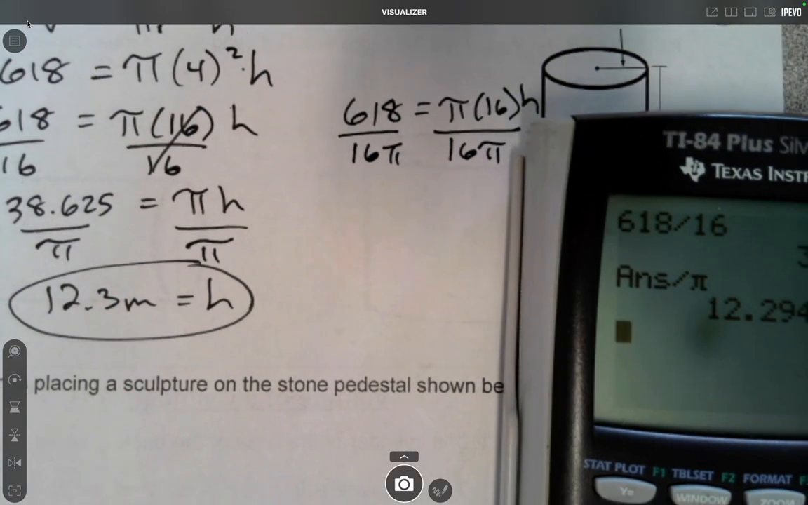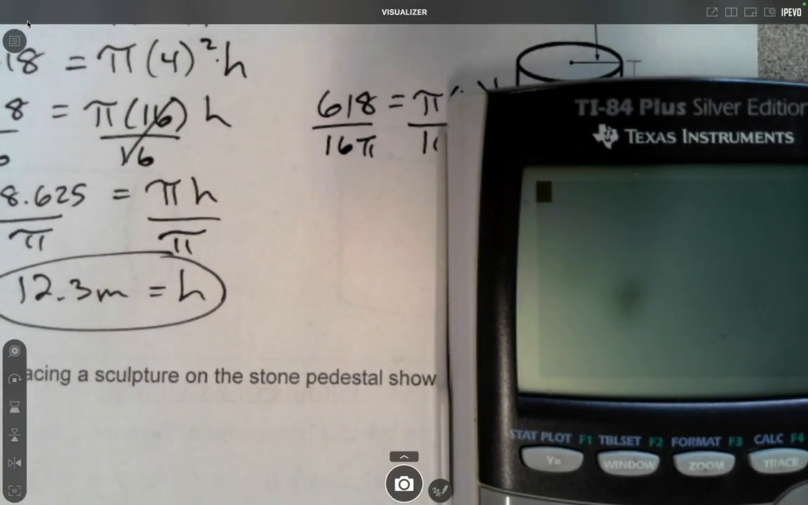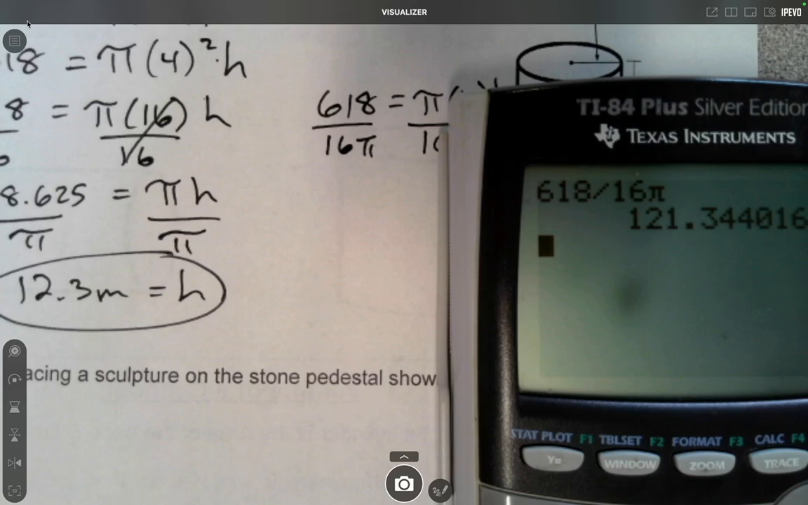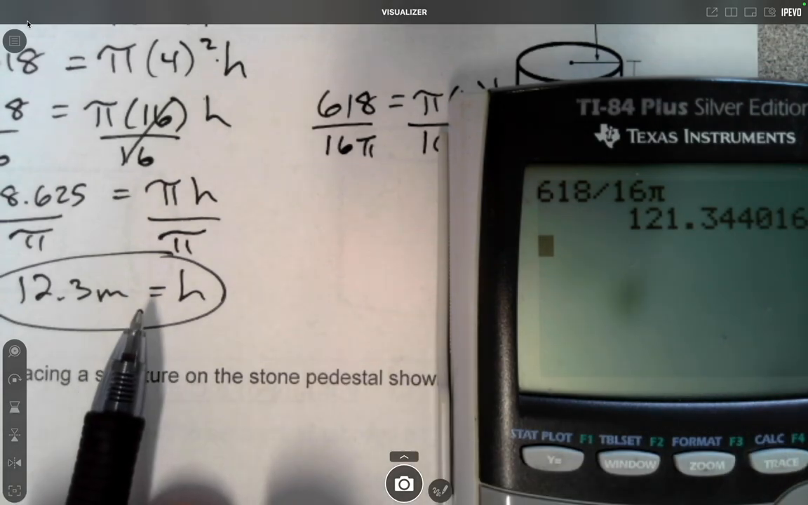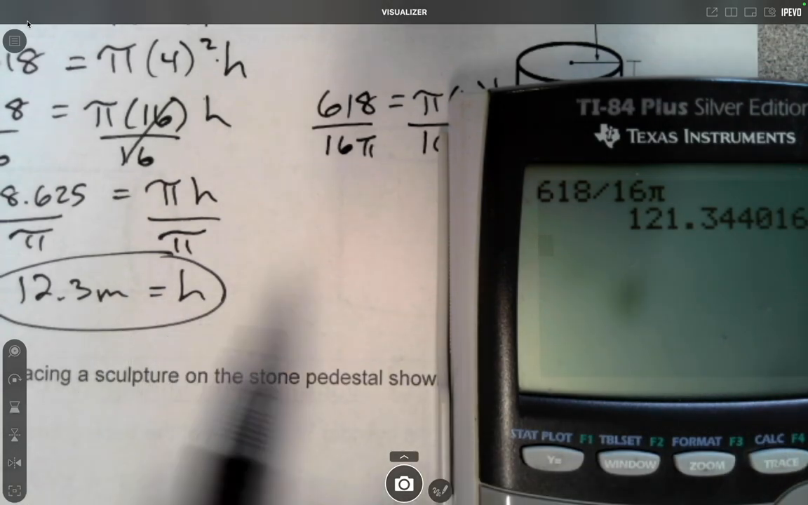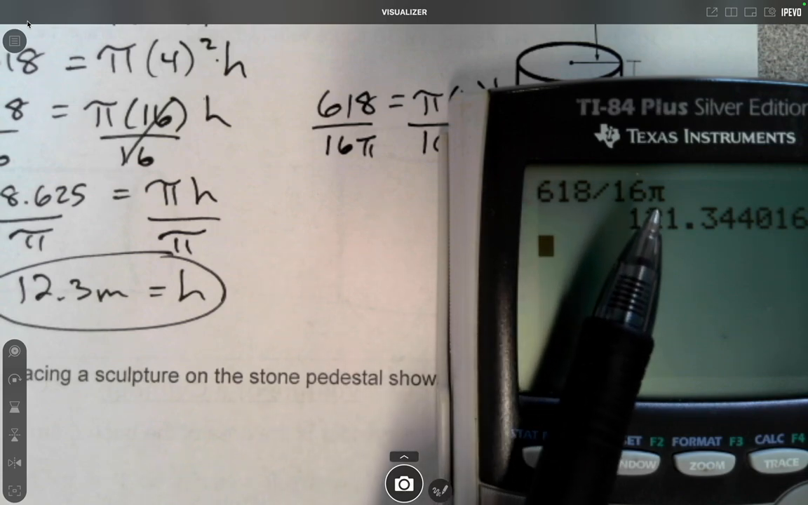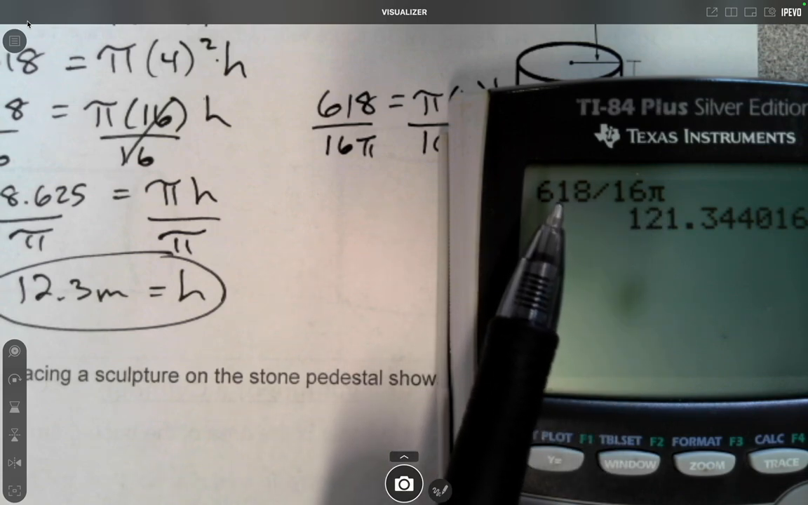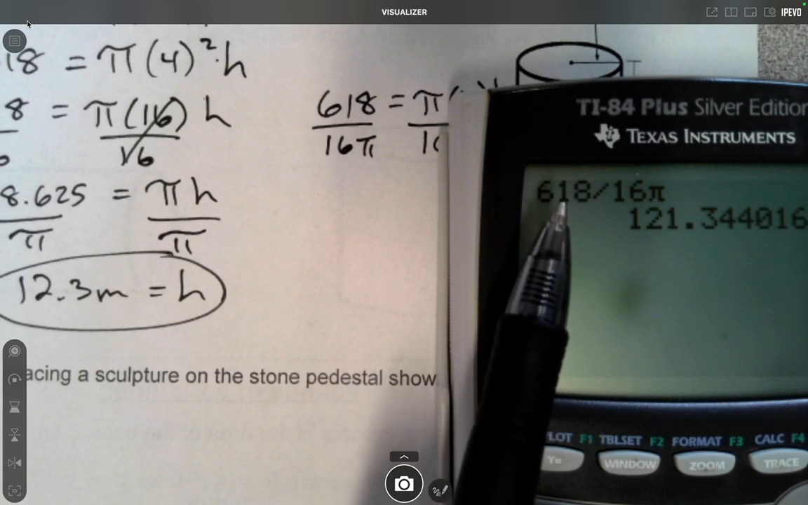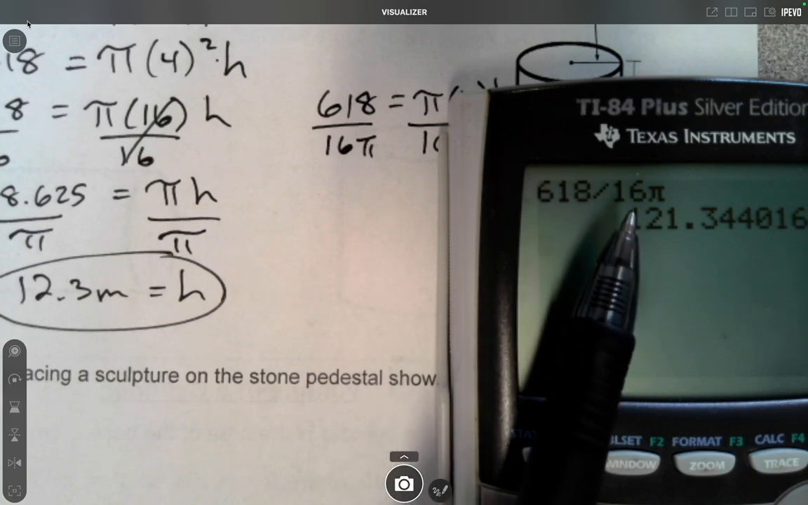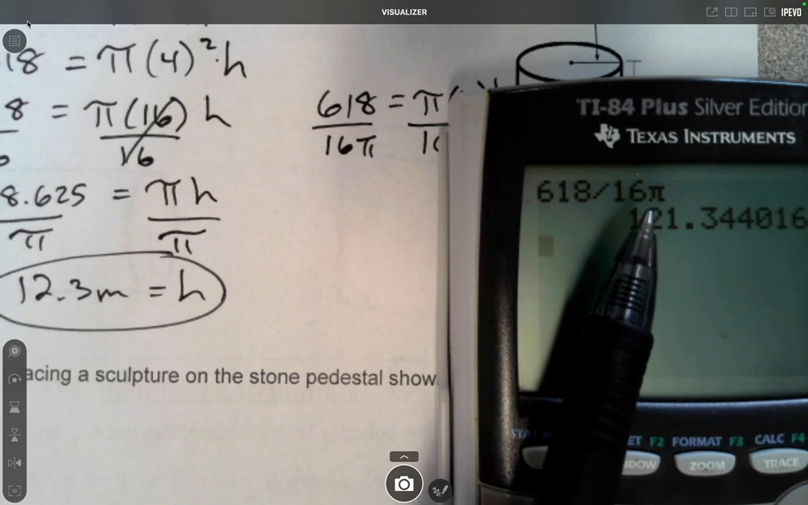So let me show you what most people would do in their calculator. They'd say, okay, 618 divided by 16 pi. But that answer doesn't match what we got over here. Here's the mistake people make. When you type it in the calculator this way, your calculator follows order of operations. It says 618 divided by 16, then it multiplies that result by pi. So the pi is not being divided here, it's being multiplied.